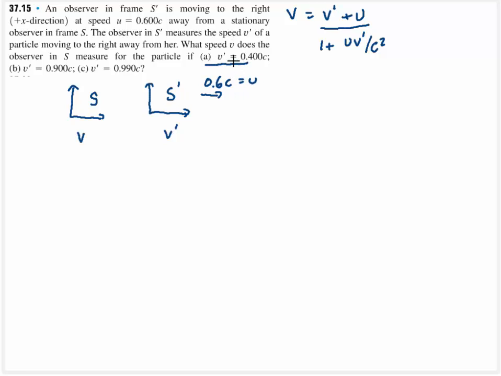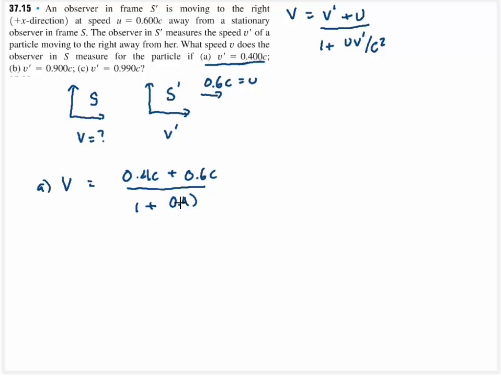And I'll do part A and I'll let you work out B and C. We're interested in this guy right over there, and we're given v prime, and so it's going to be equal to 0.4 c plus 0.6 c. You can kind of see that's going to add up to 1 c, and we know that is physically impossible, so we need to divide by a larger number.